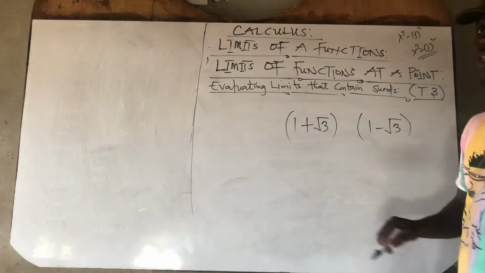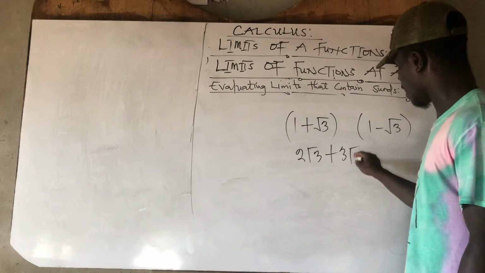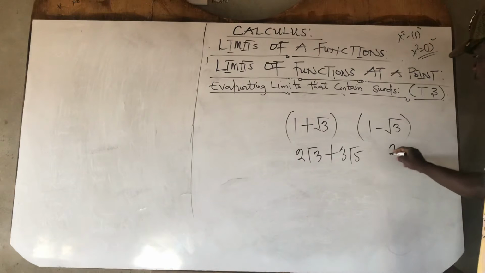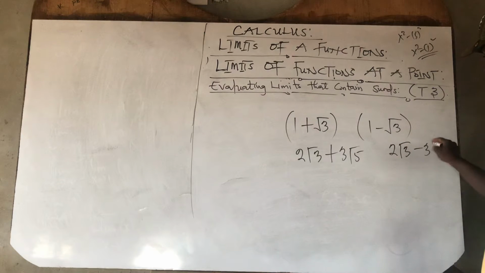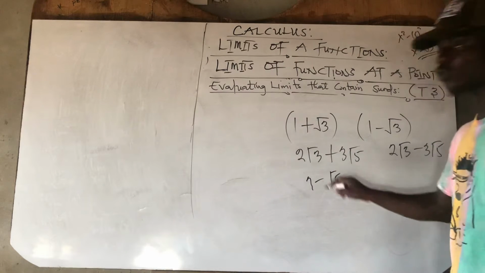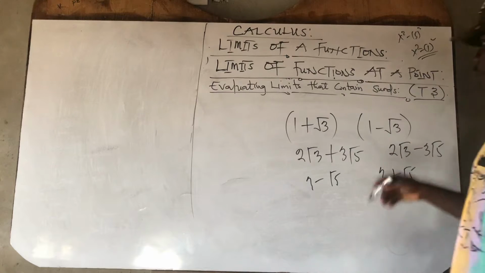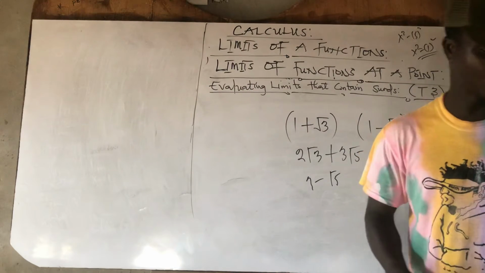Square root of 3. If I have 2 square root of 3 plus 3 square root of 5, what will be the conjugate of this? It will be 2 square root of 3 minus 3 square root of 5. If I have 3 minus square root of 5, what will be the conjugate? It will be 3 plus square root of 5. So that's the conjugate we are talking of here.